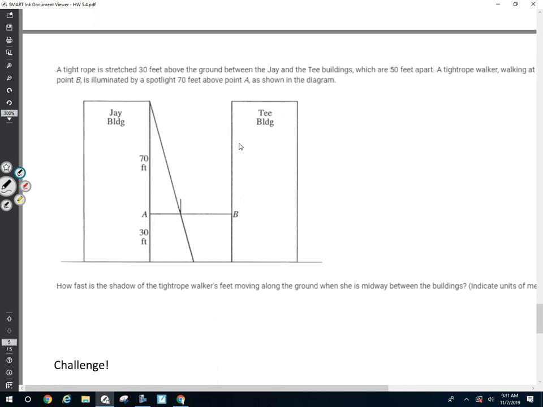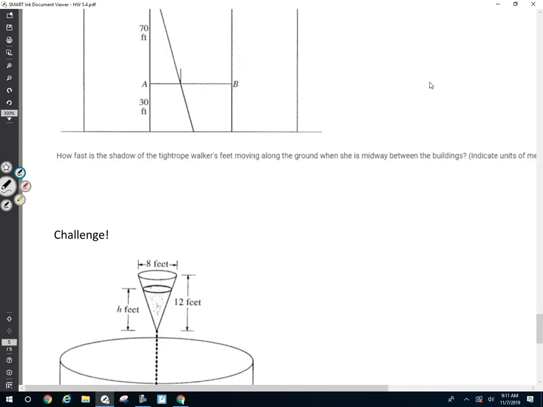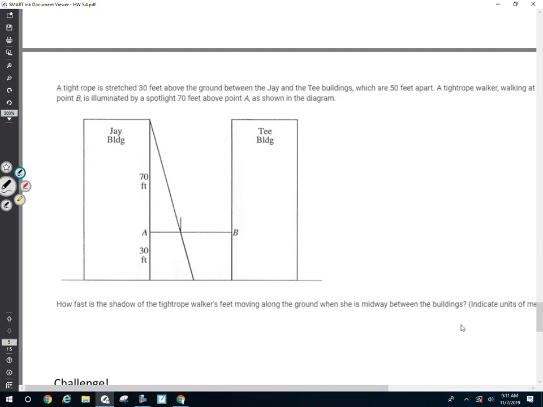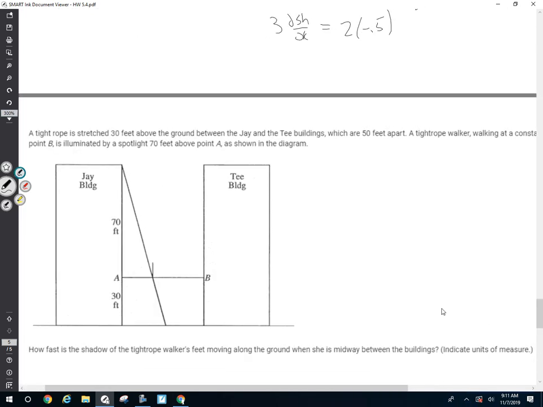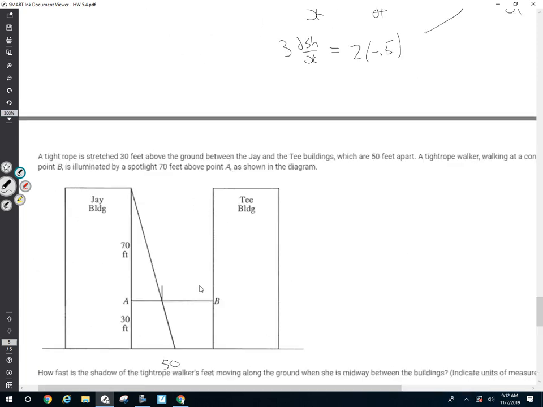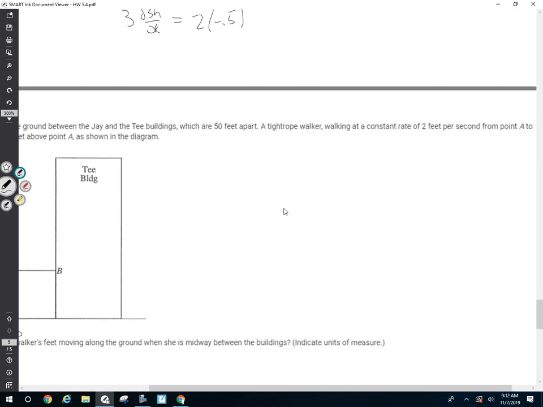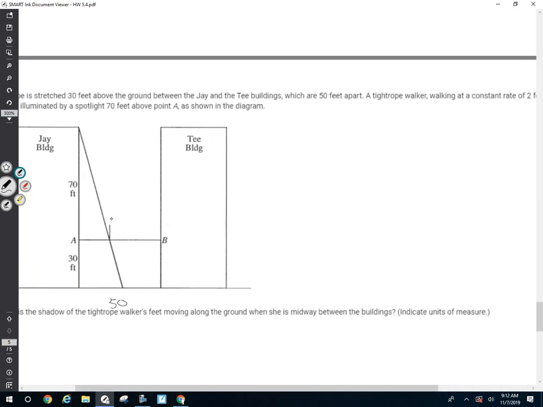Cool. All right, I haven't done this problem yet. Look forward to that problem. I haven't done any of these problems before, so I'm excited for this. A tightrope is stretched 30 feet above the ground between J and the T buildings, which are 50 feet apart. Okay, so it's 50 feet apart. Tightrope walker, here's a tightrope walker, walking at a constant rate of 2 feet per second, so that's dx/dt.